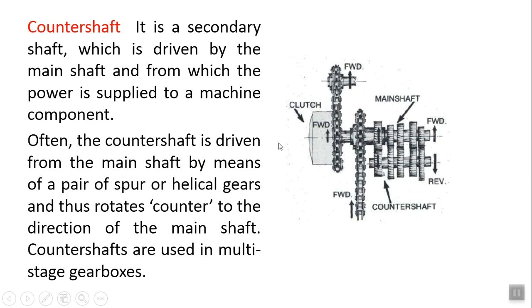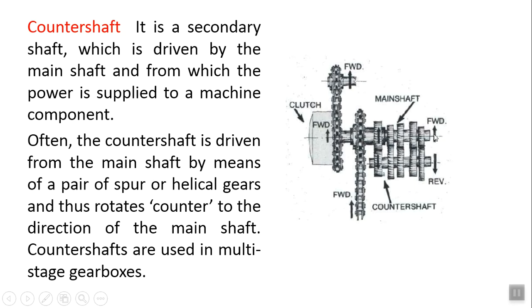The next is countershaft. It is a secondary shaft which is driven by the main shaft and from which the power is supplied to a machine component. You can see over here there is a clutch, and this is your main shaft. The main shaft is also supporting a few gears. These gears are connected with other gears, and those other gears are supported by means of another shaft. So this is the secondary shaft.